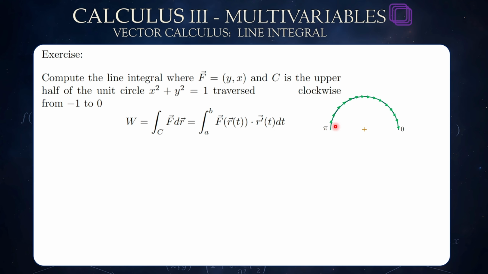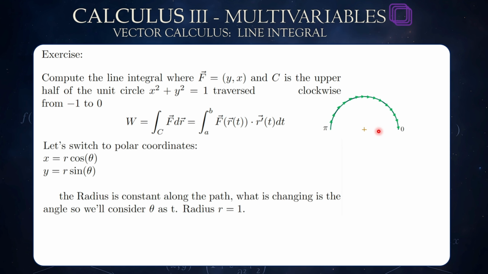So this is a circular curve. So we need to transfer to polar coordinates. Let's switch to polar. x equal r cosine theta, y equal r sine theta. The radius is constant along the path. What is changing is the angle, so we'll consider theta as t. Radius r is equal to 1.